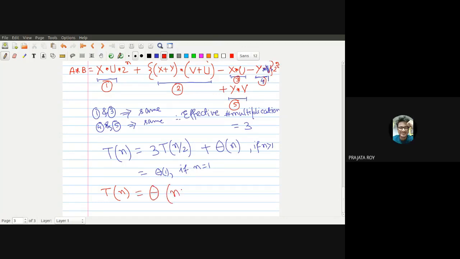Which is less than n squared. So this is the value, by the master theorem. Approximately, this is equal to 0.585, like this. So this is the improvement. See, if n is very large, then you will really see the improvement. So this is an example of the divide and conquer strategy for n-bit multiplication. This is known as Karatsuba's algorithm. So he designed this and showed how to reduce the time complexity.